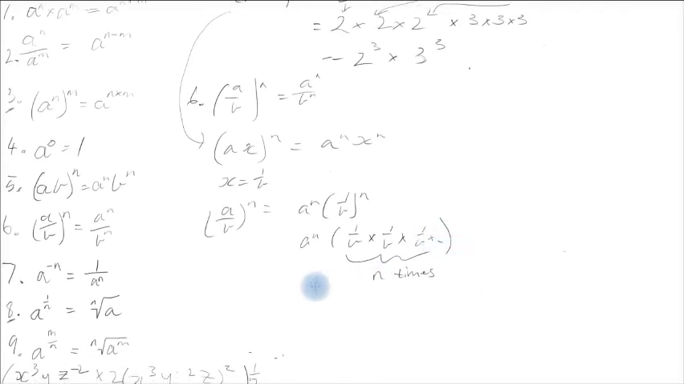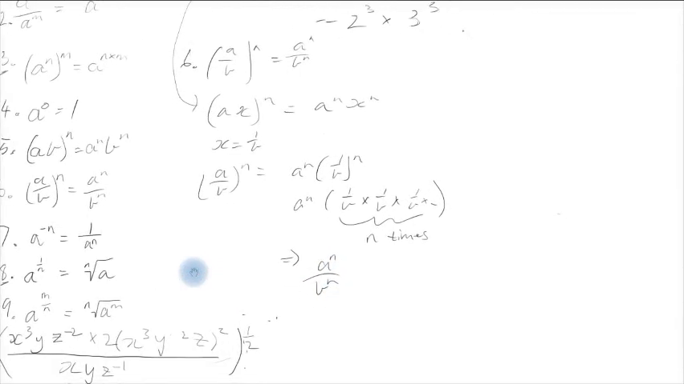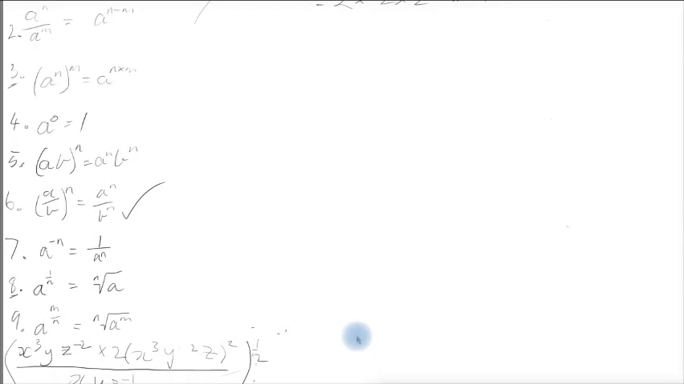So from that we have a^n over b^n, and you're done. So there we go, that's number 6 taken care of also. Okay, so next we're going to be having a look at index law number 7.